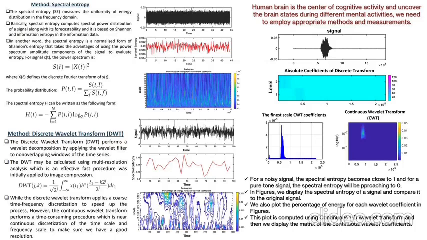This discrete wavelet transform may be calculated using multi-resolution analysis, which is an effective, fast procedure that was initially applied to image compression. We can see the formula to find this discrete wavelet transform here using the input signal.